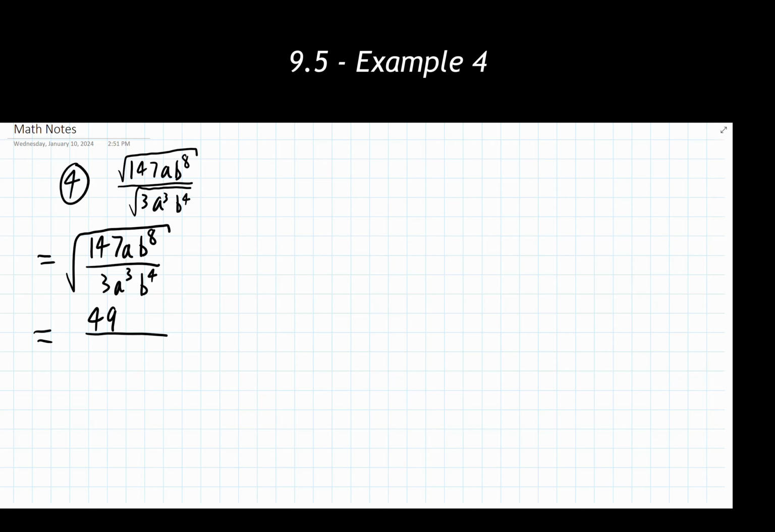I'm then looking at the a's and noticing I have an a in the numerator spot. I have a cubed in the denominator spot. So that means one a is going to cancel out in each of those spots of the fraction. And the denominator has more a's multiplying together, so I'm going to have the leftover a squared in the denominator spot.